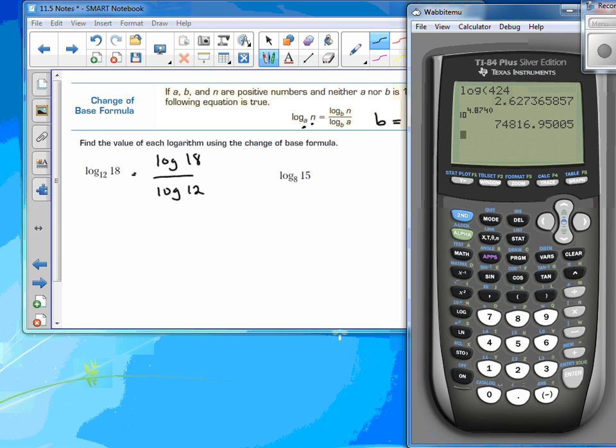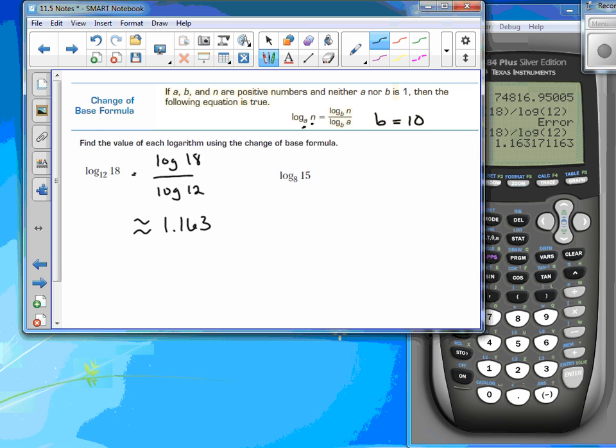So in about 2 seconds on the calculator, I can go log 18 divided by, well, not squared. Okay, divided by log of 12. Oh, it still had that stupid exponent on it, didn't it? Log 18 divided by log of 12 gives 1.163. I think that's easier to do than having to search out that button.